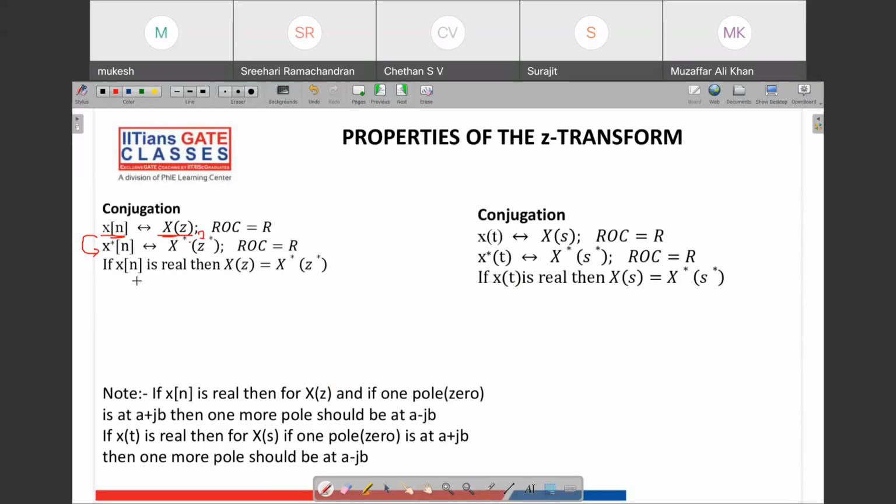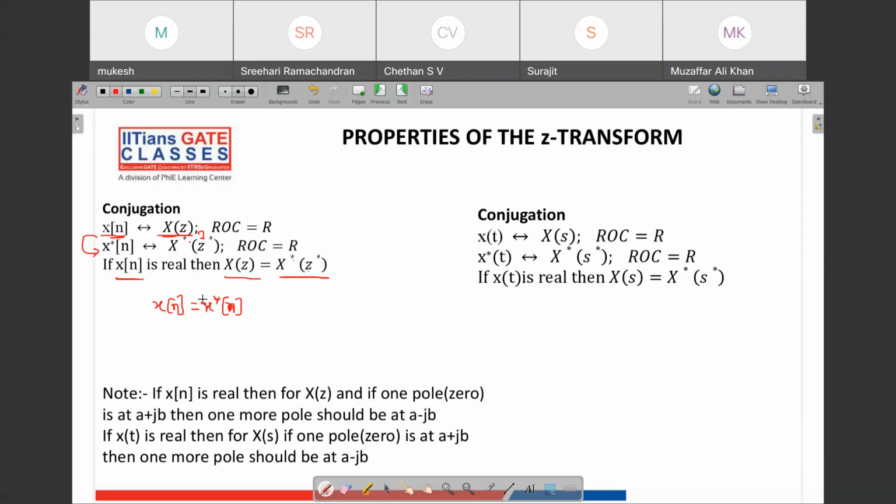Now if your signal x of n is real, if you take the conjugate, it doesn't matter. It will still be the same because it doesn't have any imaginary term. So in that case, X of z will be the same as X conjugate of z conjugate. Okay. Now, what is the implication of this?